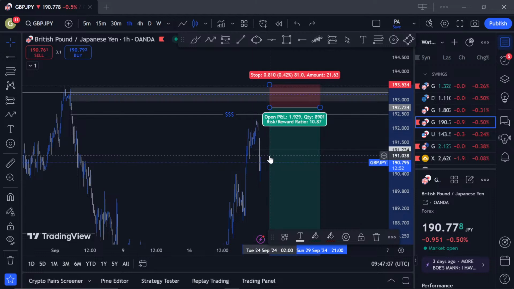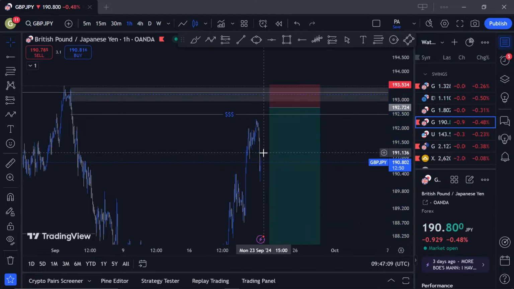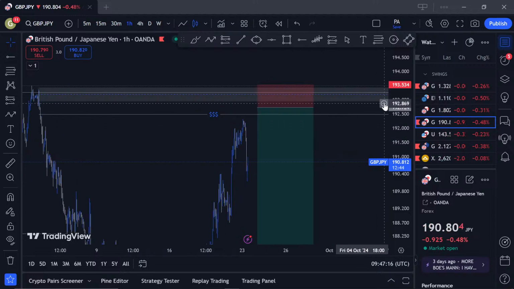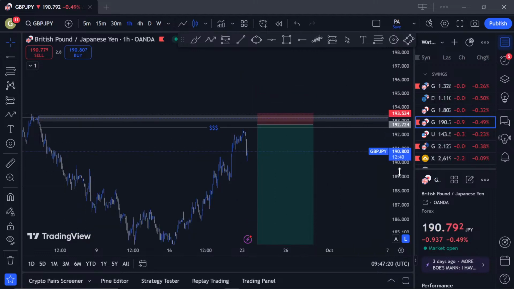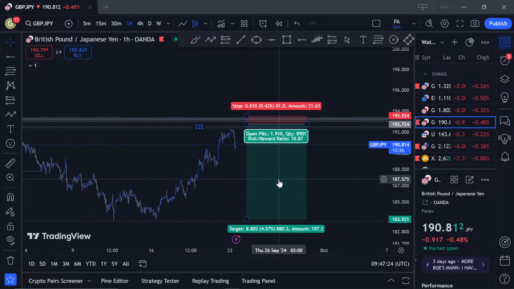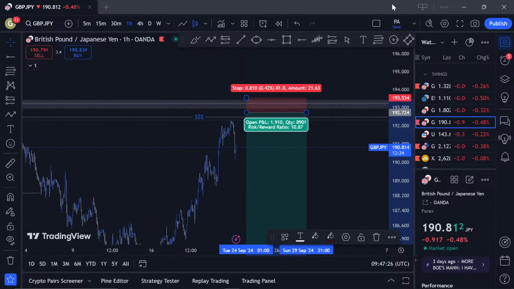So as usual, regardless of that, we still have our setups right there. We are taking a sell on GBP JPY from 192.724 downwards, and our main target is to be back at the 183.9 something level. It's a good risk to reward trade, which is a solid 1:10.